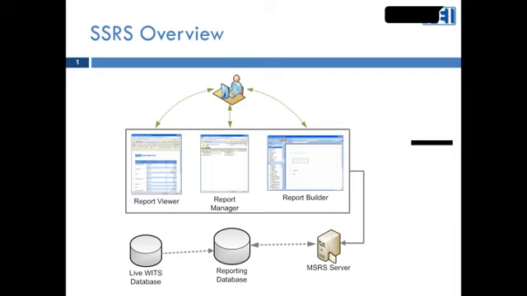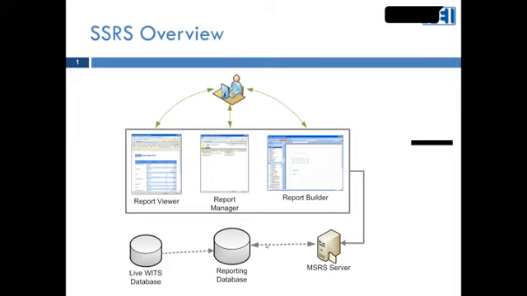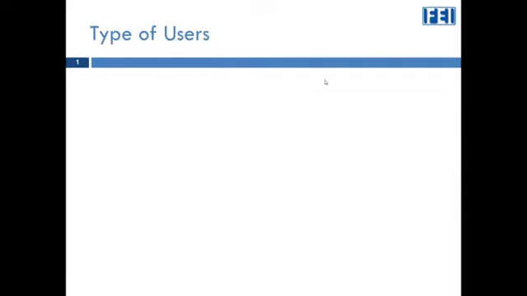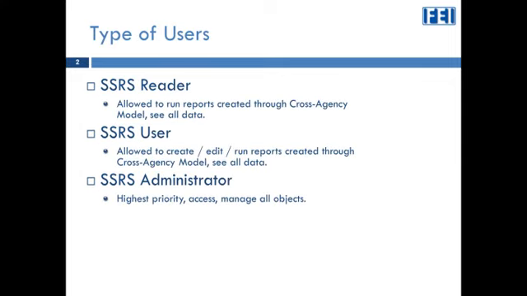The first thing we need to do is to make sure that the users that are accessing SSRS have access to SSRS. And how you do that is through the WITS VMS. You have three types of users. You have the SSRS reader, user, and administrator. Reader will only be able to see the report, and user will be able to create and see the report.